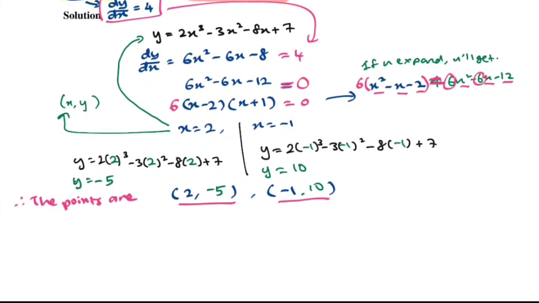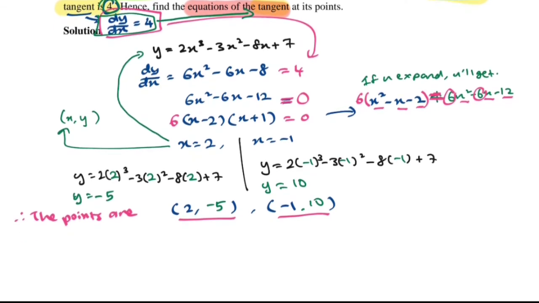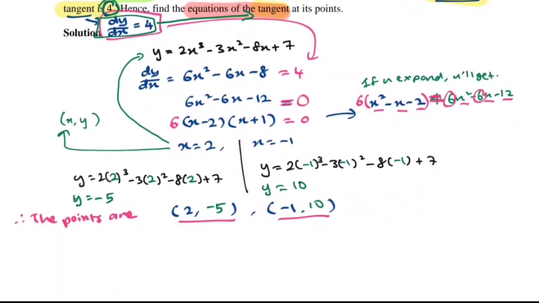The question just wants you to find the equation of the tangents at these points. But do we know what is the gradient of tangent at those points? Well, it's already given from the question. dy over dx is equal to 4, and this is the gradient of this tangent. So we don't have to find what m is. Straight away proceed with the formula of equation of tangent.